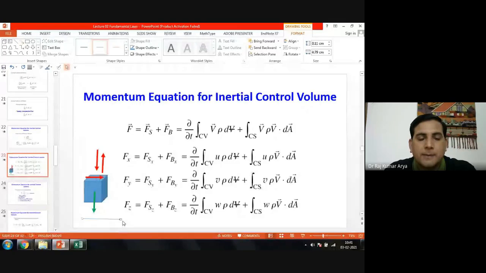So if this is your x coordinate, in this case the body force component Fbx would be zero, because no body force is acting there; the Fb multiplied by cos theta would give you the corresponding component in direction x. Most of the time when we solve problems, we talk about x, y, z, a three-dimensional figure.